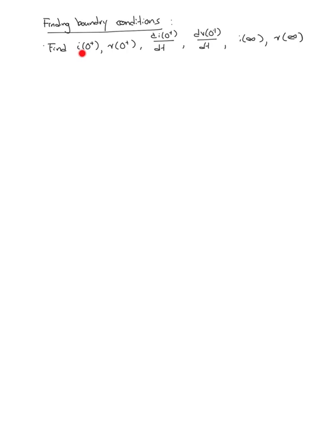So we're going to find the initial current through the inductor, the initial voltage of the capacitor, the first derivative of the current. We need to know the rate of change at which that current is initially changing, as well as the rate of change at which the voltage across the capacitor is changing. And then we need the final values for both the current and the voltage.